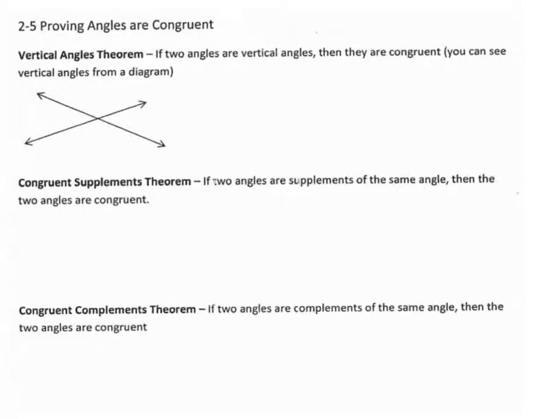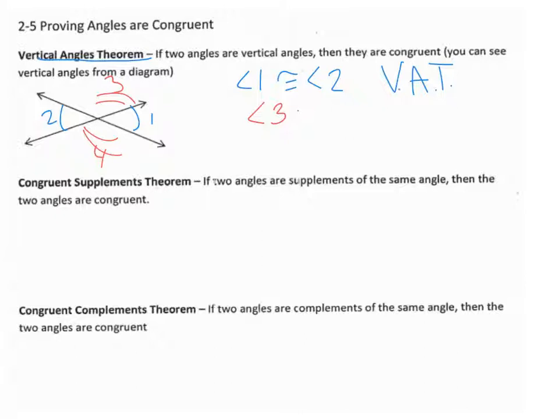Okay, this lesson is some more proofs. We already talked about vertical angles and that they're congruent. Well, now there's a theorem. If you can see from a diagram, go ahead and mark that these two are congruent. This is 1, this is 2. So angle 1 is congruent to angle 2 by the vertical angle theorem. I shorten it to say that. And we also know that angle 3 is congruent to angle 4, also by the vertical angle theorem.